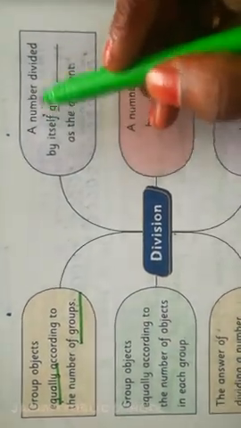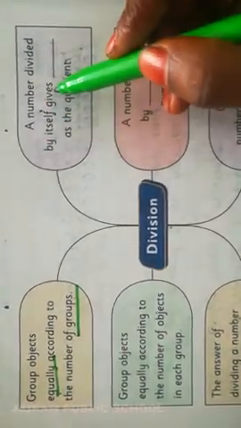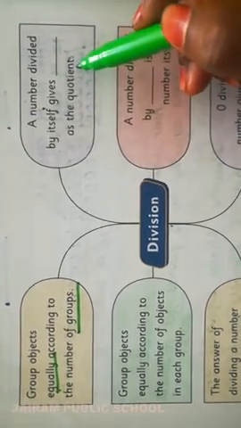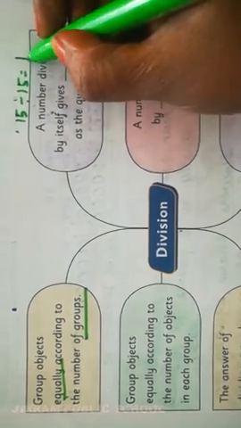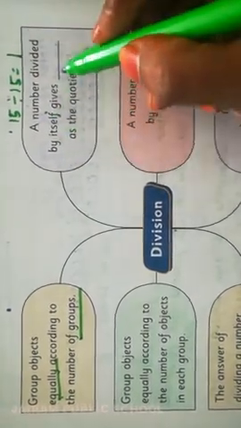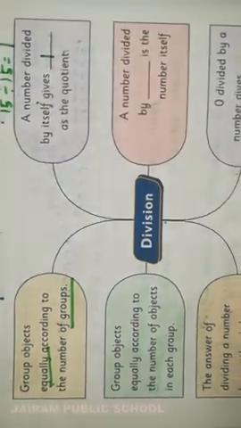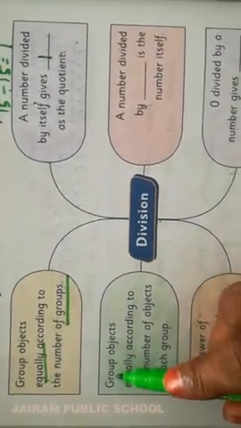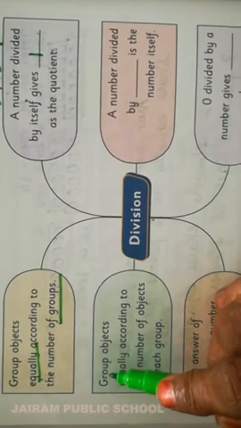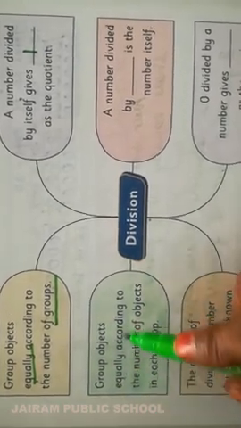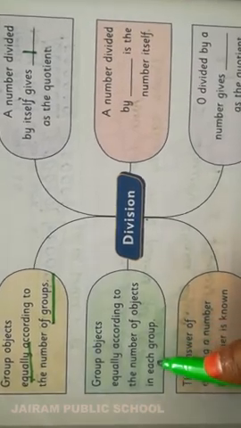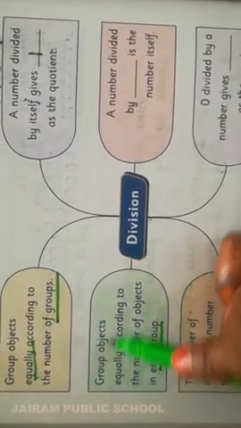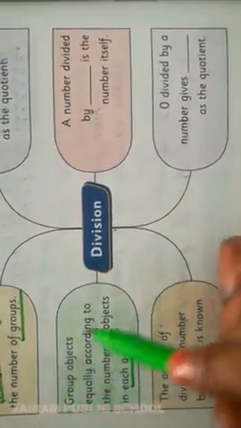Then, a number divided by itself gives 1 as the quotient. For example, 15 divided by 15, we will get the answer 1. A number divided by itself, we will get the answer 1 as a quotient. Then division is nothing but grouping objects equally according to the number of objects in each group. In each group, however many objects there are, we have to share them equally.